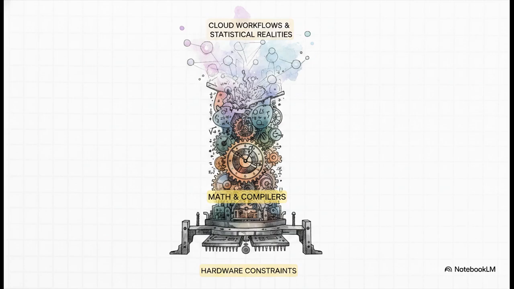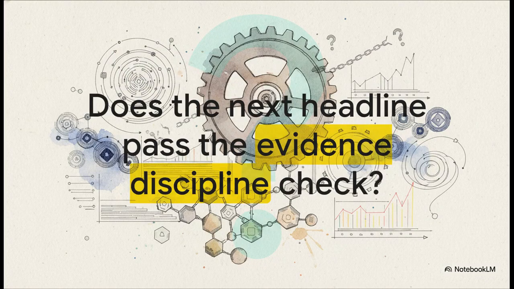It's a strict combination of math, software, compiler constraints, statistical realities, and cloud workflows. The compiler and the statistics dictate the success of the program just as much as the quantum hardware itself. So keep this baseline anchor in mind. The next time you see a massive breakthrough claim in the news, whether it's about a new catalyst or a crazy fast financial routing algorithm, ask yourself, does it truly survive rigorous engineering scrutiny? Does the next quantum headline you read actually pass the evidence discipline checklist?